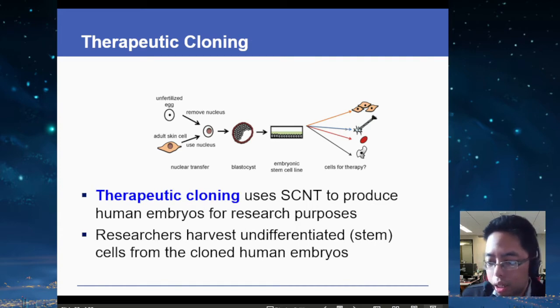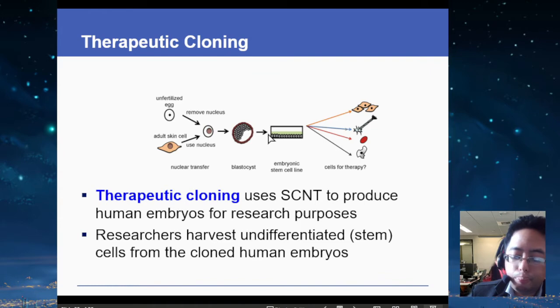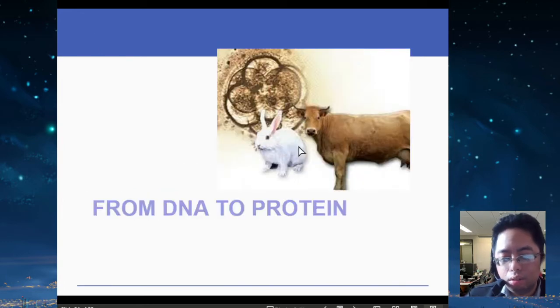So technically, they are embryos. It's just that they are in a petri dish. Okay, they are not babies, but they are just a bundle of cells that we harvest.